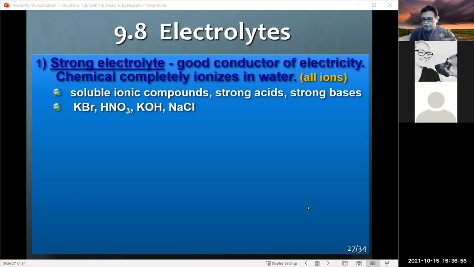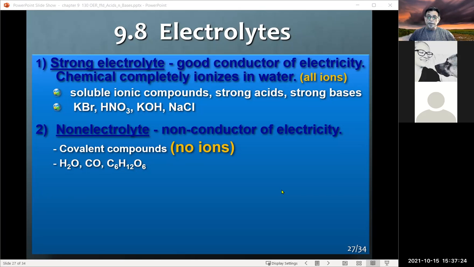So strong electrolytes are good conductors of electricity. They completely dissociate or ionize in water. So anything that's defined as soluble, any ionic compound defined as soluble is strong. Any of the strong acids, any of the strong bases, anything that's soluble or strong, base or acid, are strong electrolytes because they dissociate 100%. And there's some examples of them, okay?